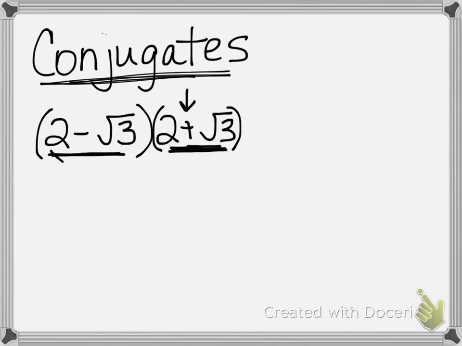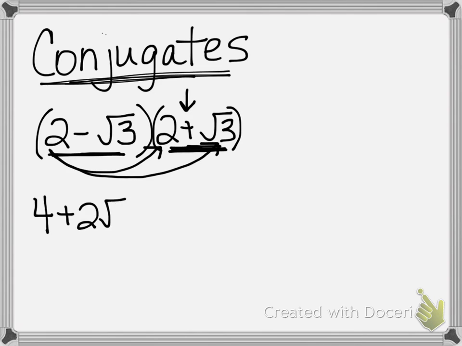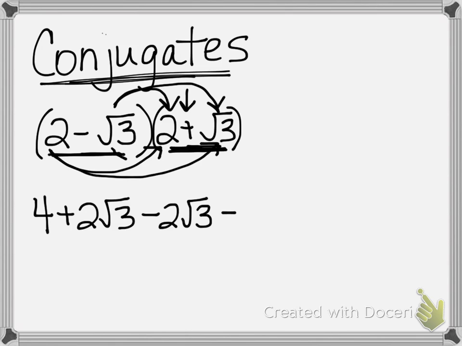All right, so let's do first. 2 times 2, 4. Outer, 2 times the square root of 3. Inner, 2 times negative square root of 3. So that becomes negative 2 times the square root of 3. And then negative square root of 3 times positive square root of 3. That becomes the square root of 9.